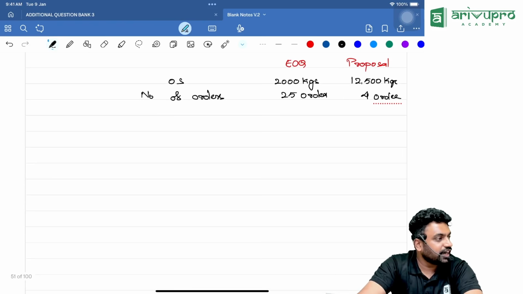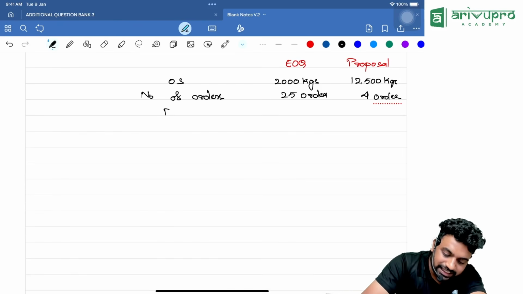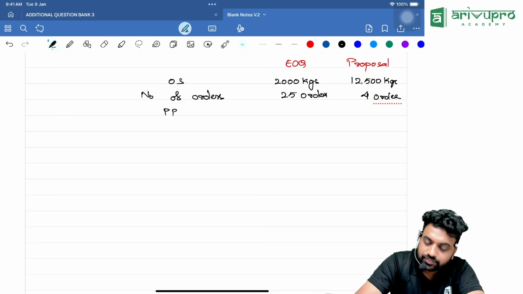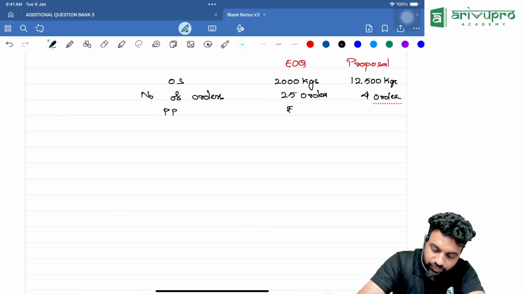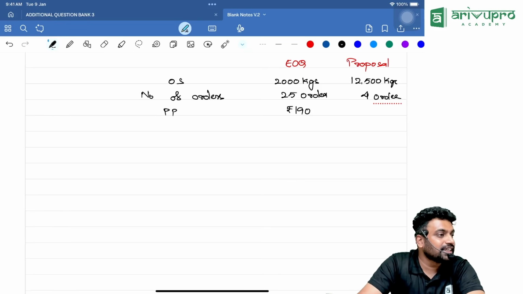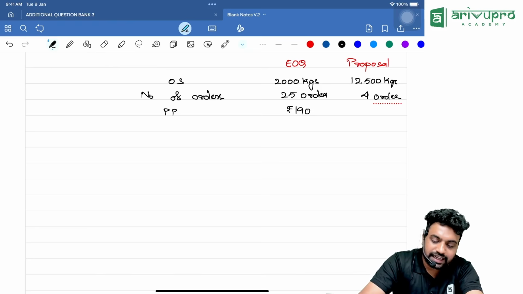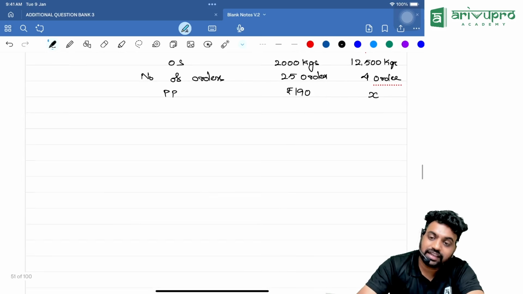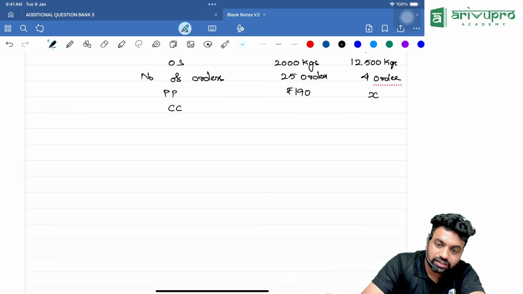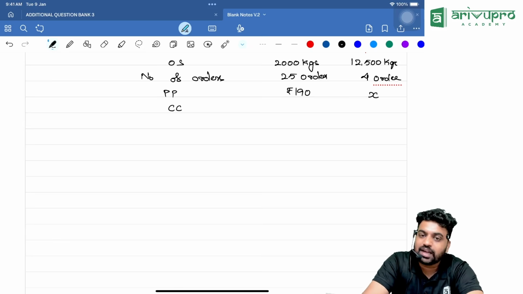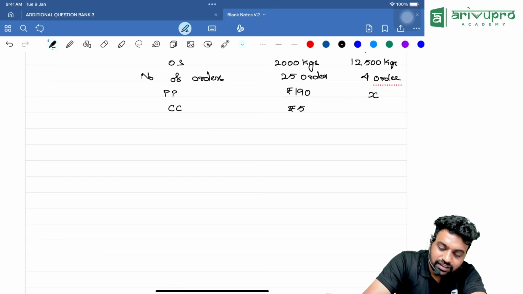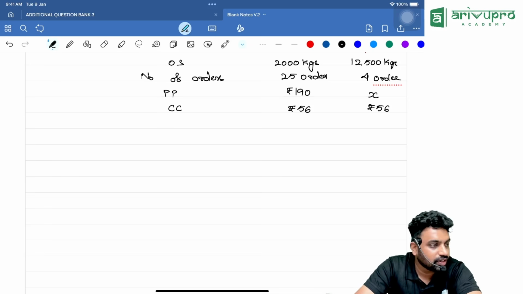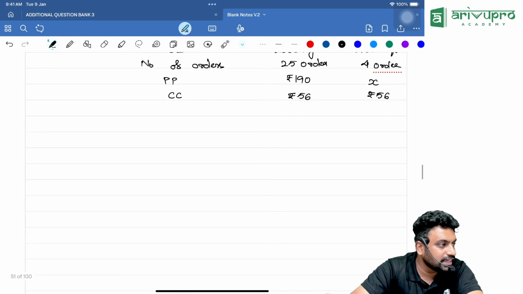Number of orders is 25 and 4. Correct? Now, purchase price. Purchase price in case of EOQ is 190. In case of quantity discount, we don't know how much it is. We only have to determine that. X. And next is your carrying cost. The best part about it is there is no variable in it. In both the cases, it is 36 plus 20, which is 56. Yes or no? Because there is no percentage of price. Directly they have given 36.